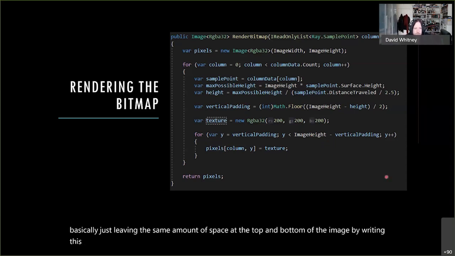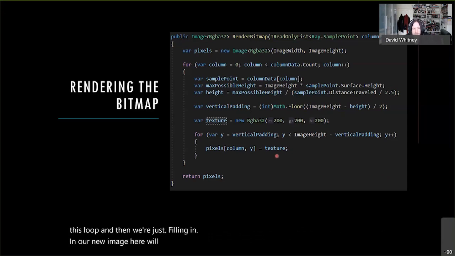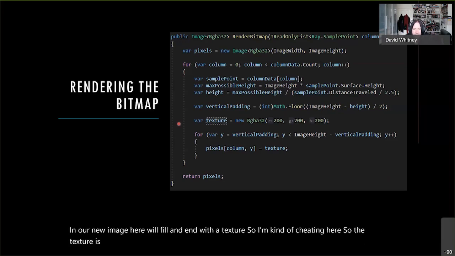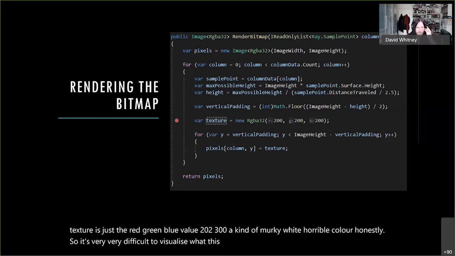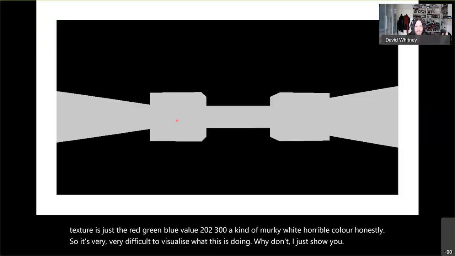And then we're just filling in our new image here, we're filling it in with a texture. So I'm kind of cheating here. So the texture is just the red, green, blue value 200, 200, 200, a kind of murky, white, horrible color, honestly. So it's very difficult to visualize what this is doing. So why don't I just show you? Like, how cool is that?